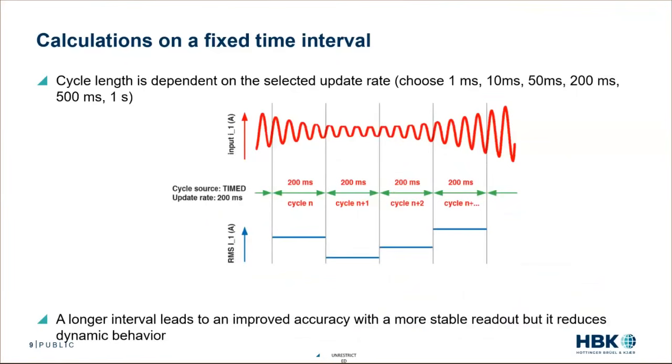The other option we offer is doing calculations on a fixed time interval. So you can choose from the values shown here, 1 millisecond, 10 milliseconds, 50 milliseconds, etc. And in that case, it's literally just the calculation done over that fixed time period, and then a new calculation starts.